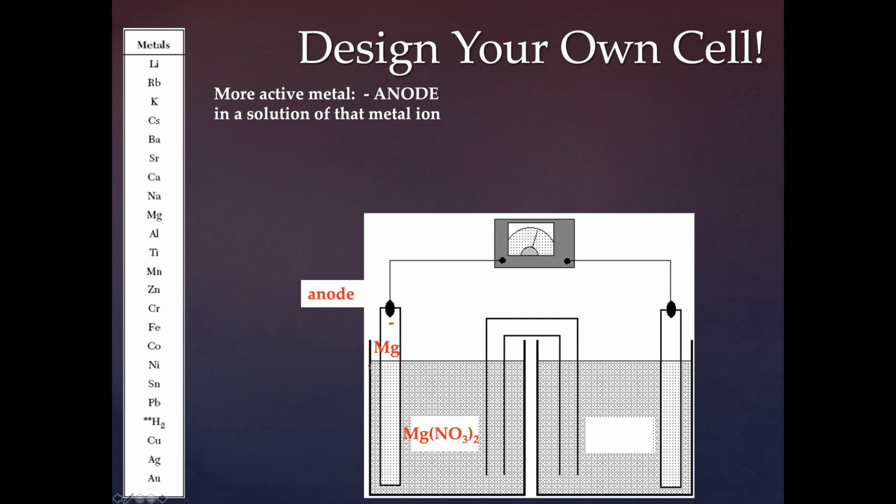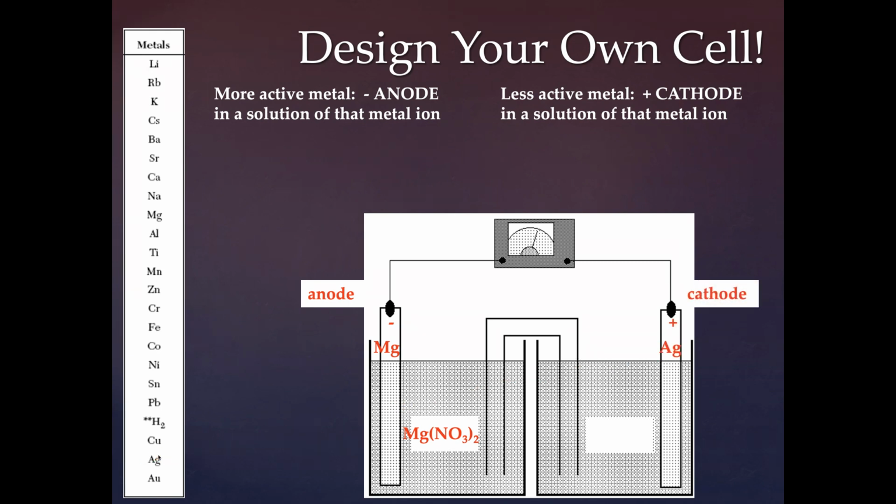Now, I could put magnesium as the anode and any metal underneath it as the cathode. We're going to choose, let's see, what are we going to choose? Silver as the cathode. Let's go for some bling here. So silver will be the positive cathode, and we'll immerse it in a solution of silver nitrate.